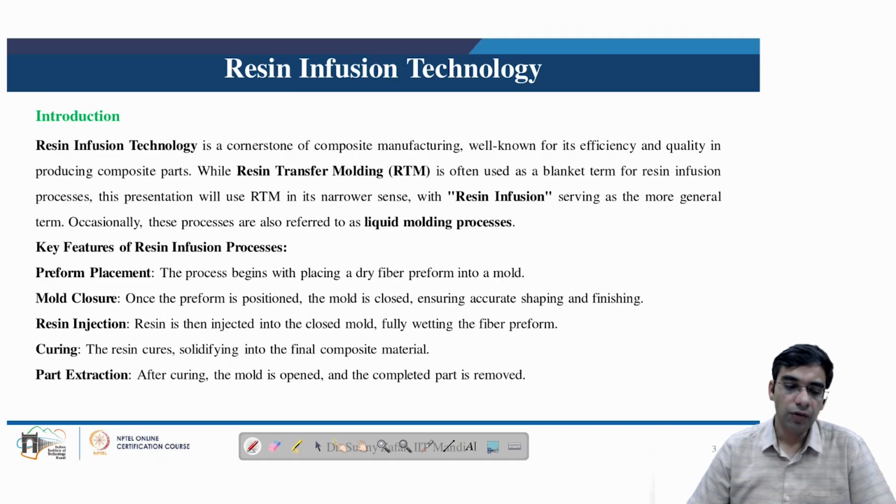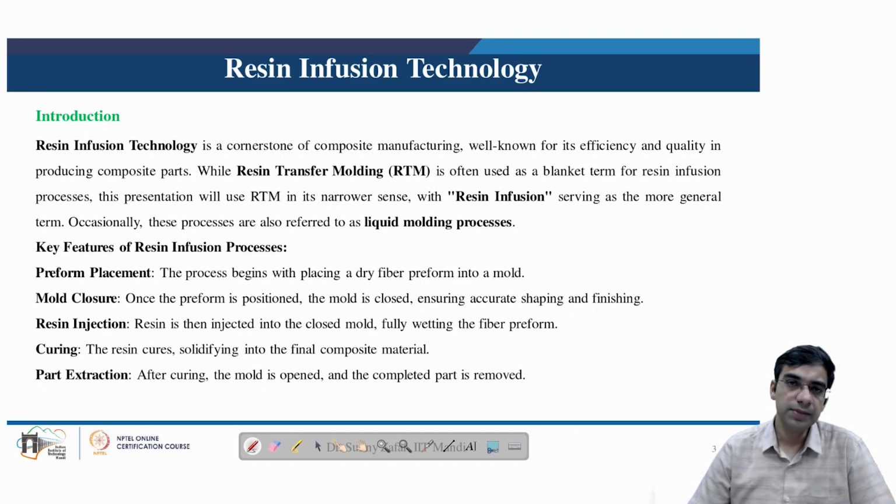The key features of the resin infusion process include a closed mold. So resin infusion processes come in the category of closed mold manufacturing processes, which means the mold consists of two halves and both of the halves are closed before the molding starts. The key features also include preform placement. This process begins with placing the dry fiber preform into the mold.